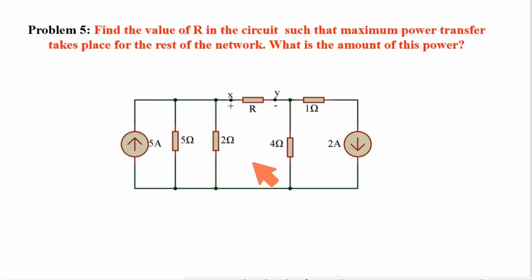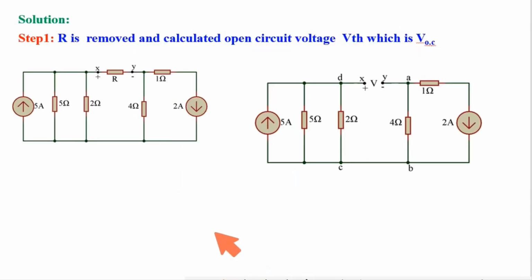Problem 5. I need to find out the value of this load resistance to get the maximum power from the rest of the circuit. Also I need to calculate the maximum power at load. I am following the Maximum Power Transfer Theorem. First I need to find VTH, or open circuit voltage. So removing the load resistance, the voltage across this X and Y is the open circuit voltage, which is VTH. I need to calculate this one.